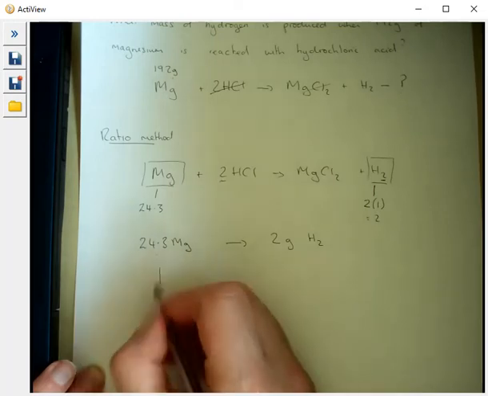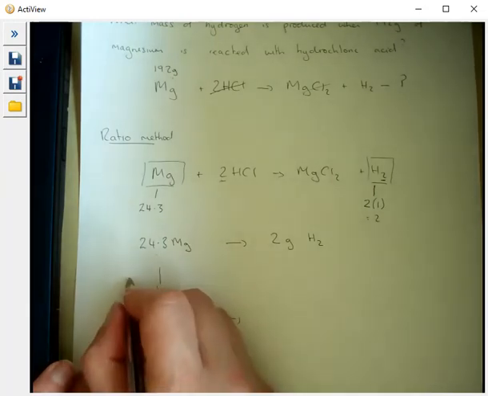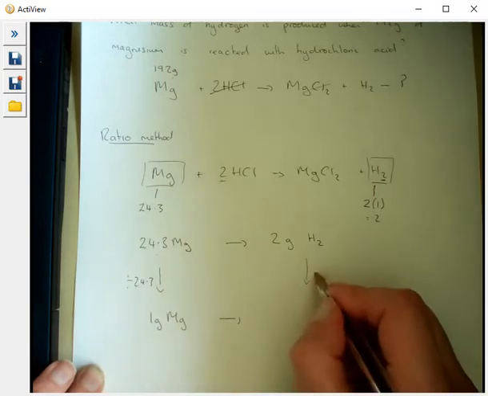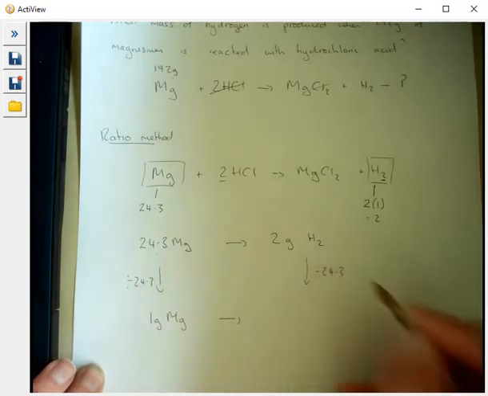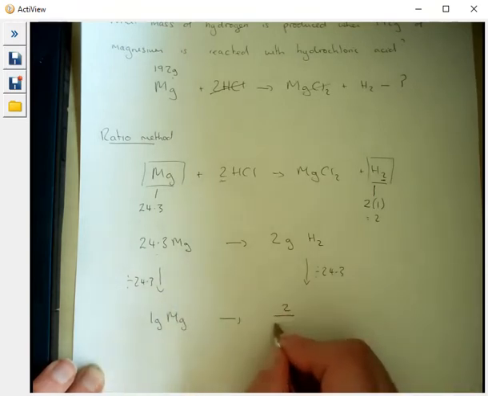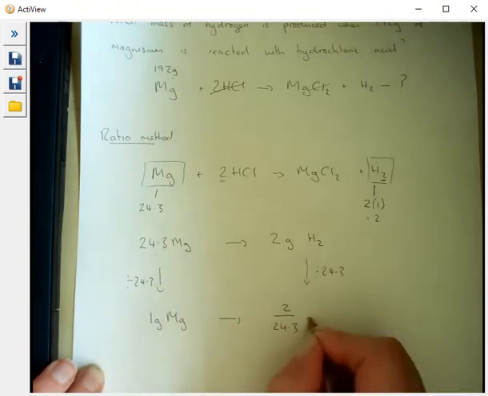to get from 24.3 to 1, I've divided by 24.3. So I need to divide this side by 24.3 as well. So 1 gram of magnesium would give me 2 divided by 24.3 grams of hydrogen.